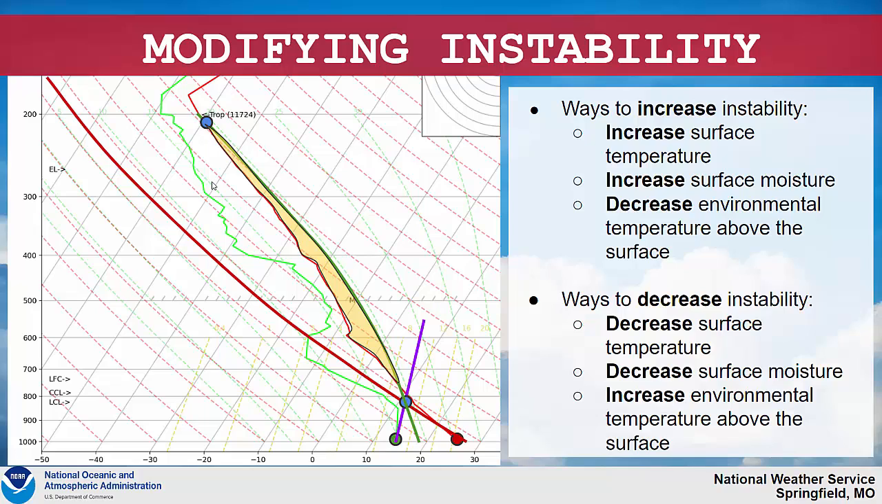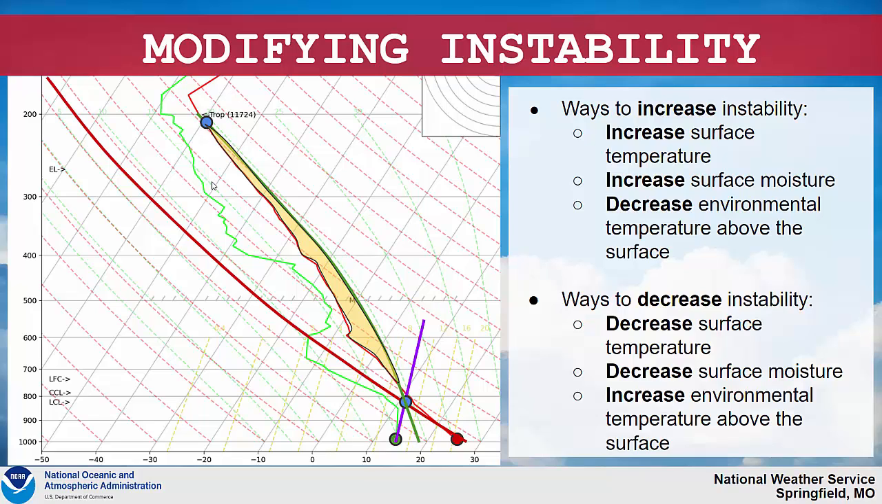Now, let's dig a bit deeper. Now that you know how to determine the amount of instability, what actually creates it? Instability can be increased through three main ways: increasing the surface temperature, increasing the moisture at the surface, and/or decreasing the environmental temperature above the surface. The opposite of those will decrease instability.